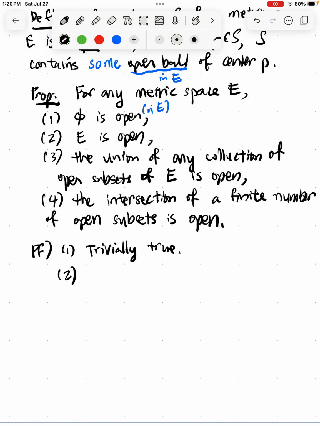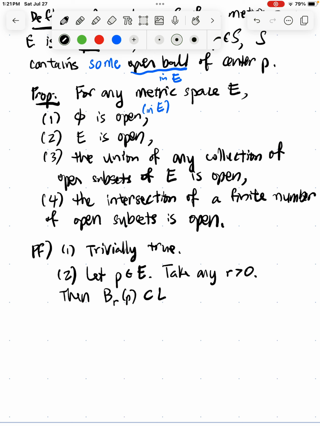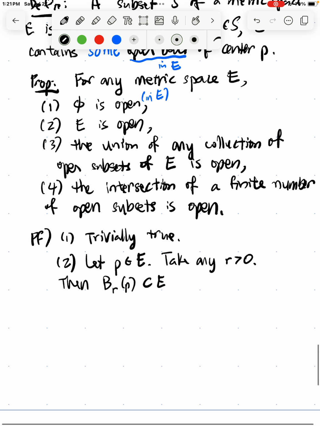The second one is that E is open. Okay, why is this true? Again, we need to start off with an arbitrary element and show that it contains an open ball. We'll just take any r greater than 0, then the ball centered at P of radius r is contained in E by definition, right? The open ball by definition has to be contained in E. So therefore E is open.